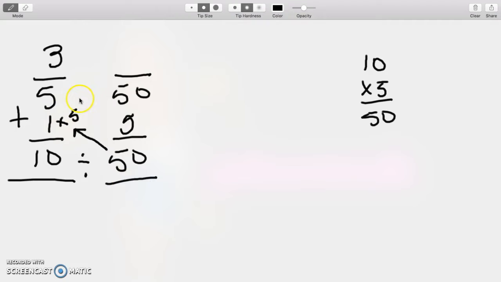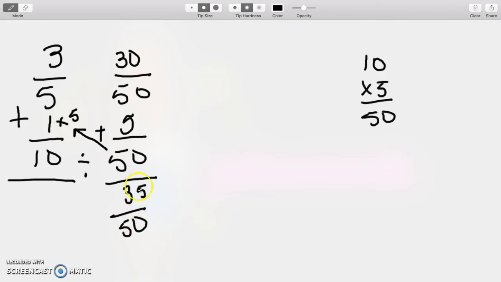And then you're going to repeat the same step here. So 50 divided by 5 will give you 10. And then 10 times 3 will definitely give you 30. So now we have what we call equivalent fractions that we've created. And now that the denominators are alike, we're going to get 35 over 50.